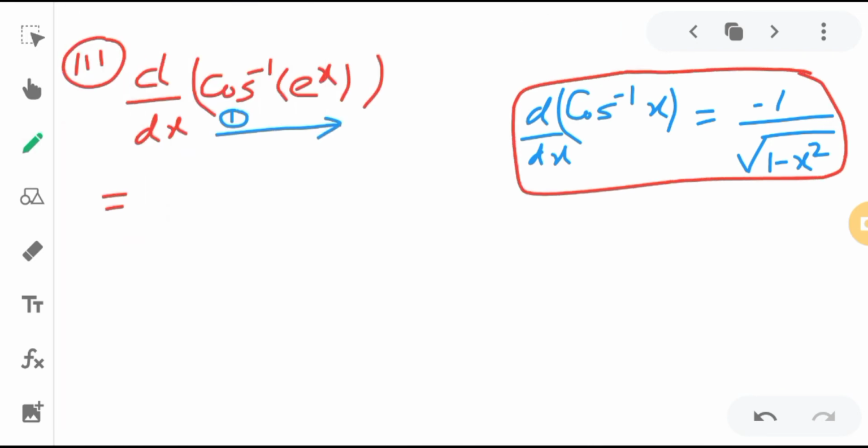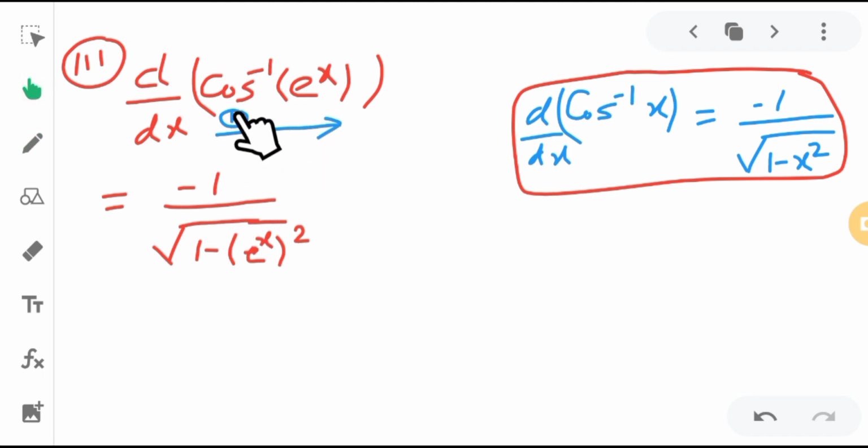So the first derivative is of cos inverse. It is not x, it is e to the power x, but cos inverse. So the derivative of cos inverse is minus 1 divided by square root of 1 minus x square. Instead of x it is e to the power x. So wherever x is, in place of x I will write e to the power x. I don't think there is any issue, correct? So I will write e to the power x.